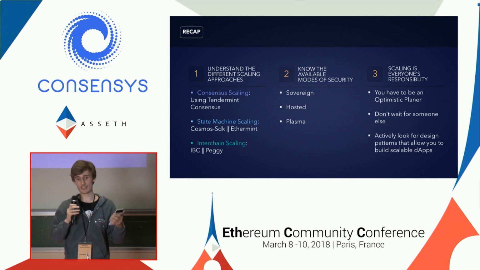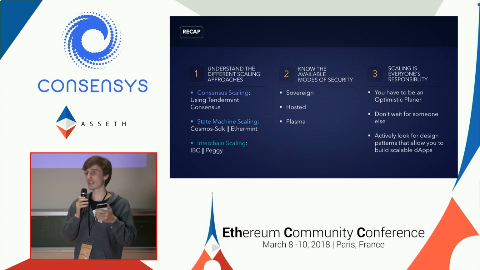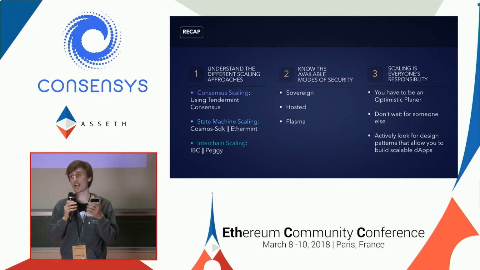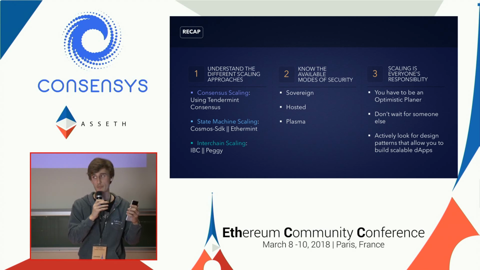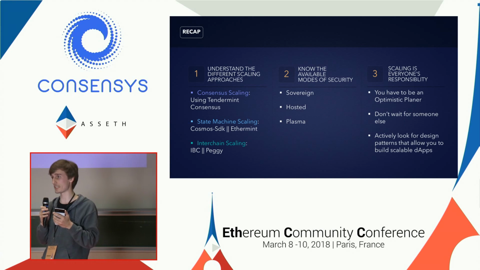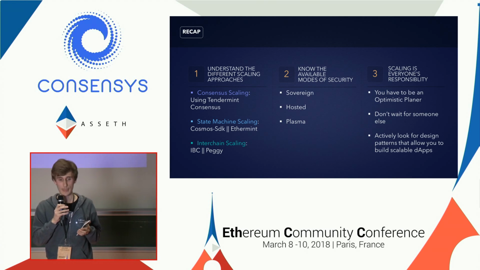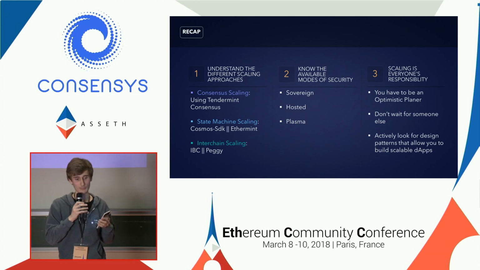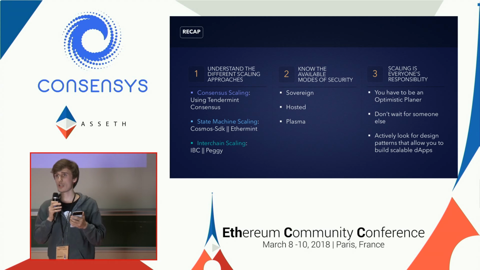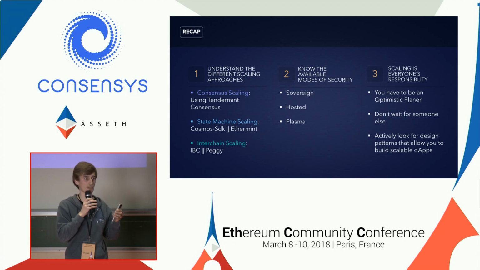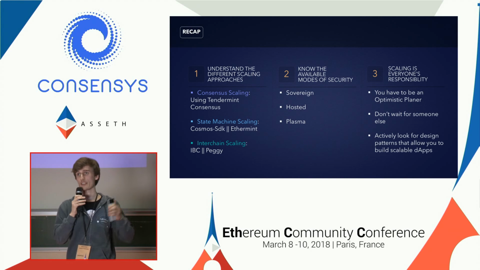The second thing is state machine scaling. It's getting much easier right now to build customized blockchains. It's not as hard as it used to be. Building your own application-specific blockchain is getting massively easier right now, and it will continue to do so over the course of the coming years. So if you're some sort of heavyweight application, it makes a lot of sense to start looking into building your own application-specific blockchain, and then picking a security model that's right for that.